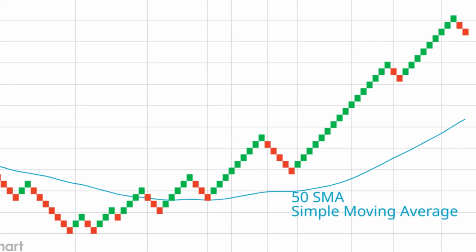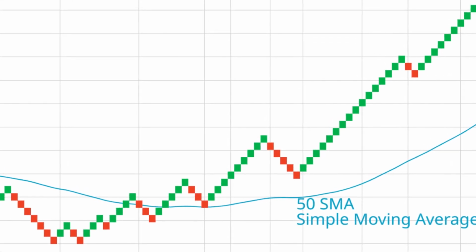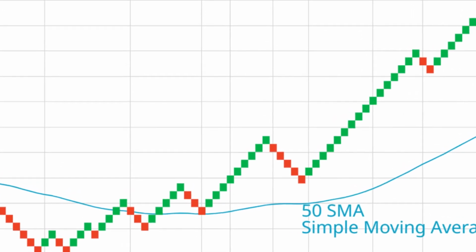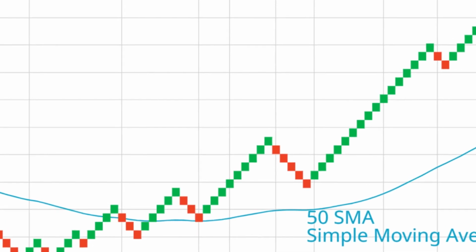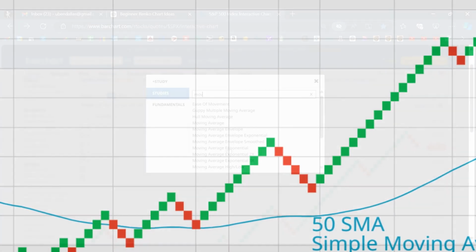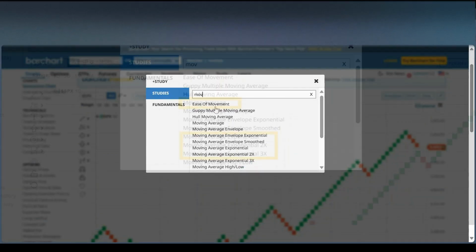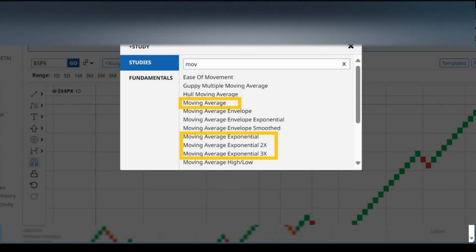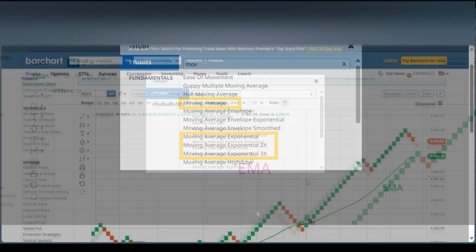First, let's quickly recap what moving averages are. A moving average is a widely used technical indicator that smooths out price data to help you identify the direction of the trend. The two most common types are the simple moving average (SMA) and the exponential moving average (EMA).